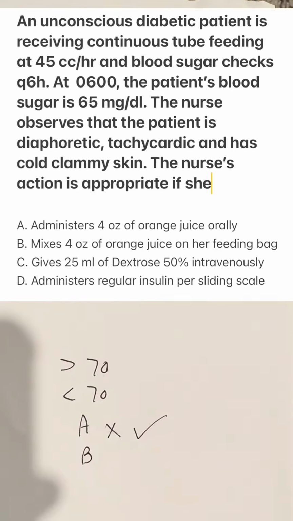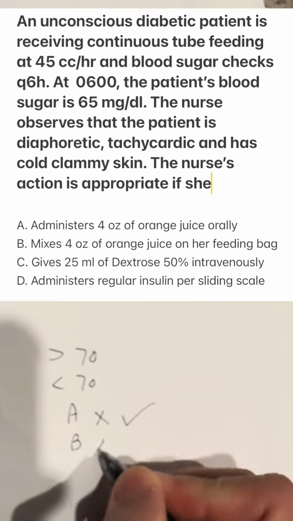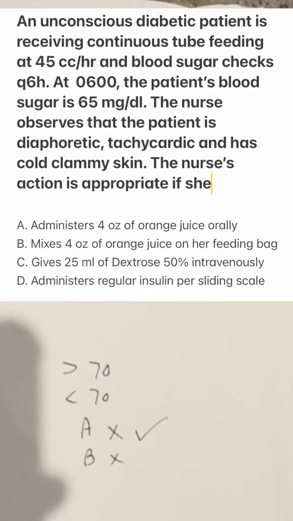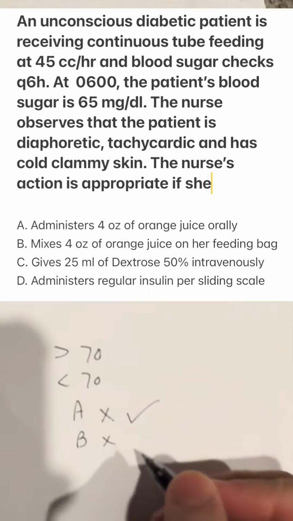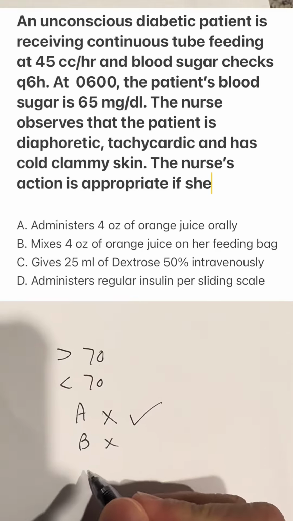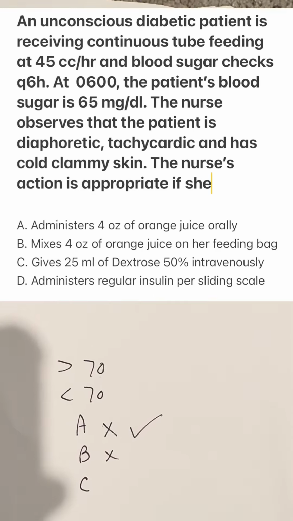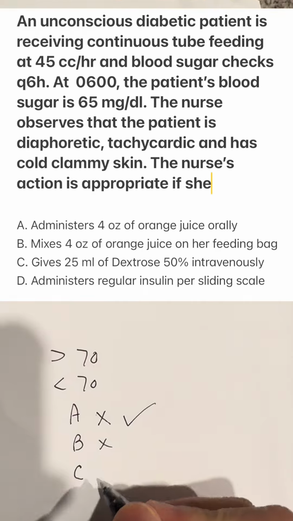Let's go to B. Mix 4 oz of orange juice in her feeding bag. You can also eliminate option B because it is not appropriate to administer orange juice through the feeding tube. You cannot mix any juice in the formula, so eliminate B. Let's see option C. Give 25 ml of dextrose 50% IV. We will keep this for now.